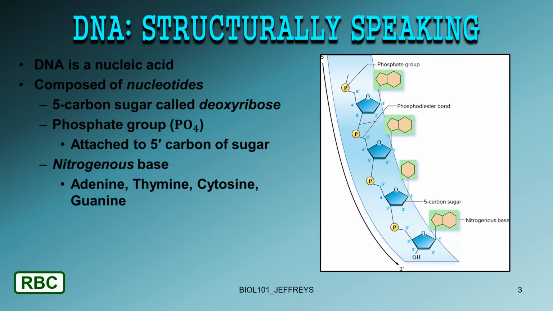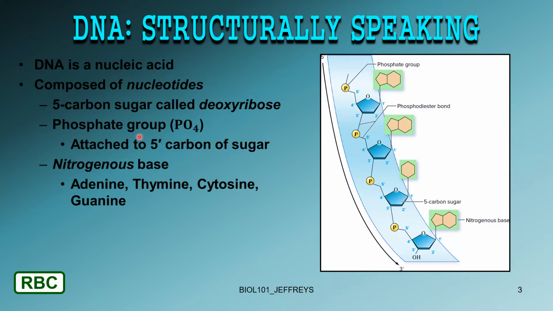So DNA, if we look at its structure here, we know that DNA is a nucleic acid. We learned that in Chapter 3, I think, when we talked about macromolecules. And as a nucleic acid, it is composed of nucleotides. So what is a nucleotide? That's a 5-carbon sugar, in the case of DNA called deoxyribose. So that's ribose as in RNA that has been deoxygenated, deoxyribose.